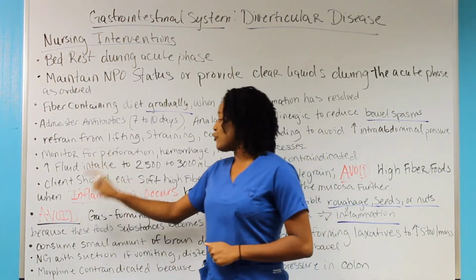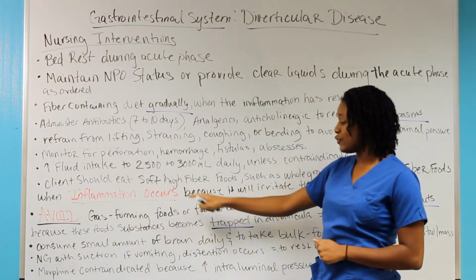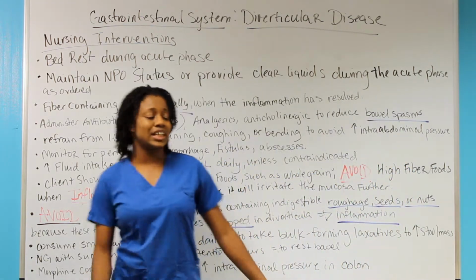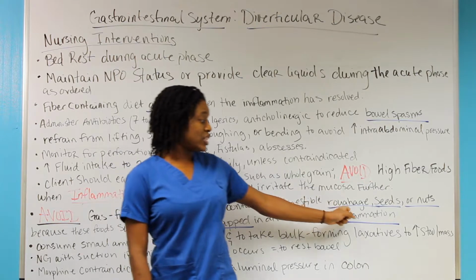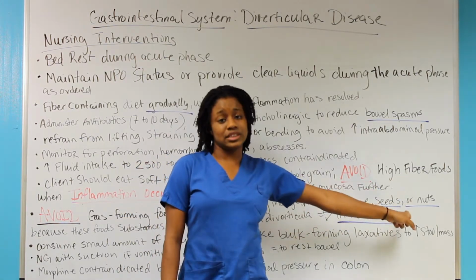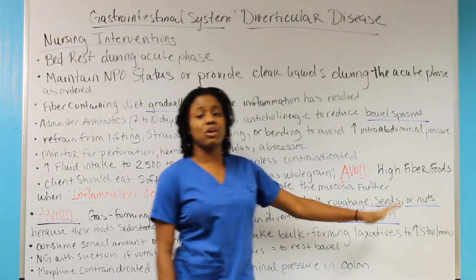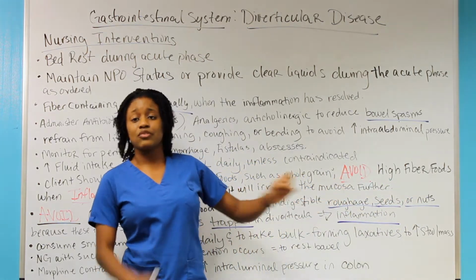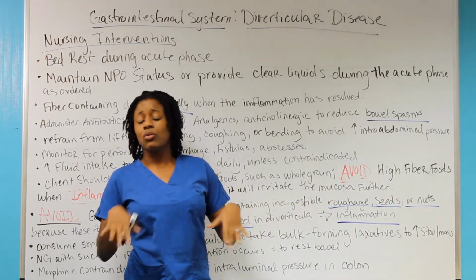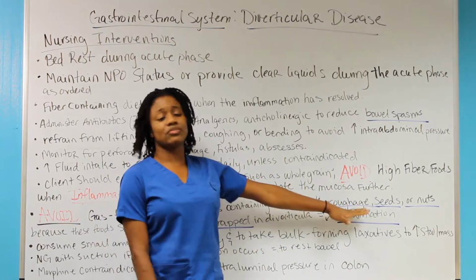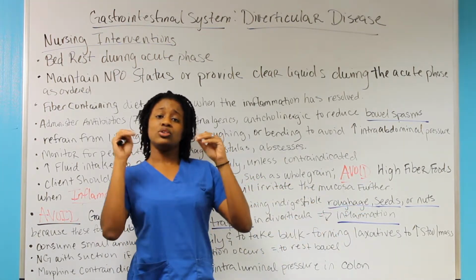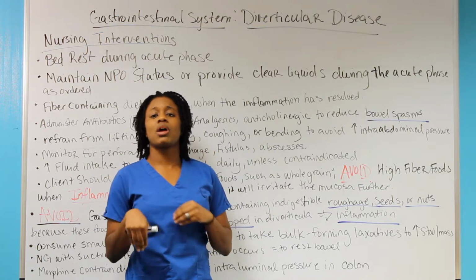Okay? You want to avoid gas-forming foods and foods containing indigestible roughage, seeds, and nuts. Okay? These are the main things: roughage, seeds, and nuts. You do not want to give this to a patient who has diverticulosis, period. Whether it's inflamed or not inflamed, you don't want to give them any of this because those foods don't get digested properly into the body.